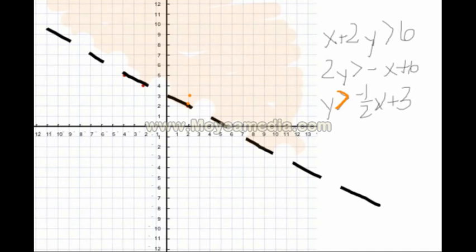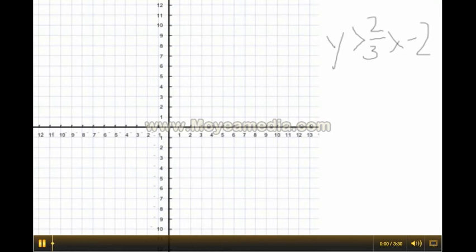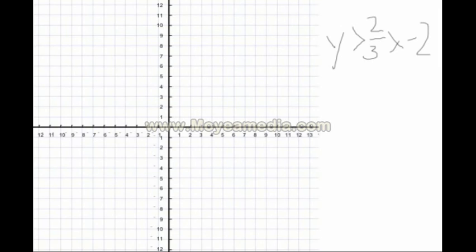We're going to do one more problem in our last video. We're going to look at y greater than 2/3 x minus 2. I took the liberty of making sure that our problem was already in slope-intercept form, so we wouldn't have to worry about that. So y greater than 2/3 x minus 2, well, my intercept is going to be at negative 2, and my slope is going to be 2/3, so that's up 2 over 3, up 2 over 3, up 2 over 3.